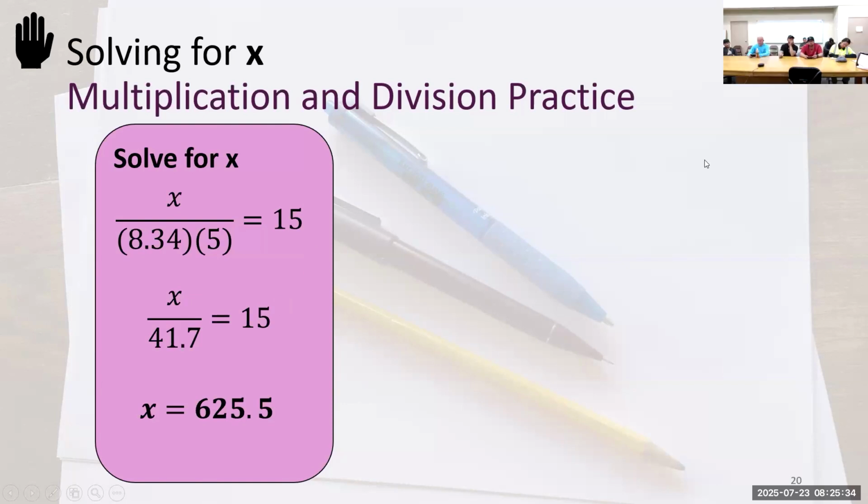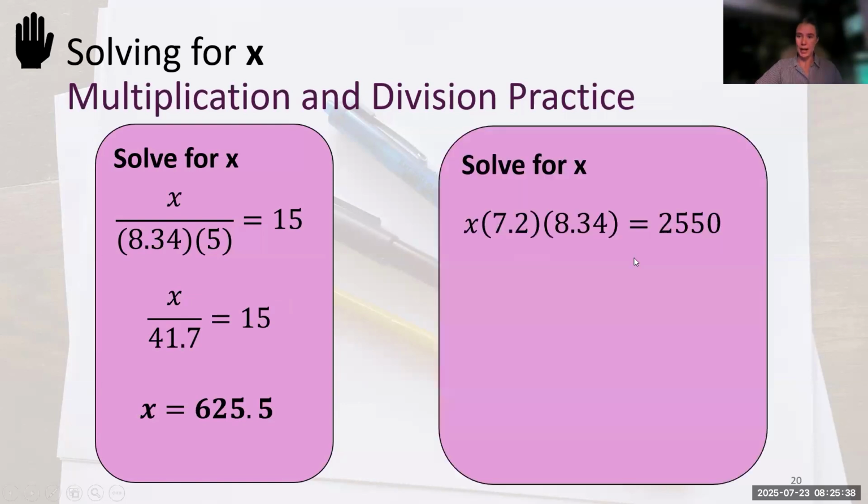Okay. Let's do one more. Let's look at solving for x once again. This equation, we've got x times 7.2 times 8.34 equals 2,550. So go ahead and see if you can get x by itself again. This time we're starting with the multiplication, so it's going to be a little different.